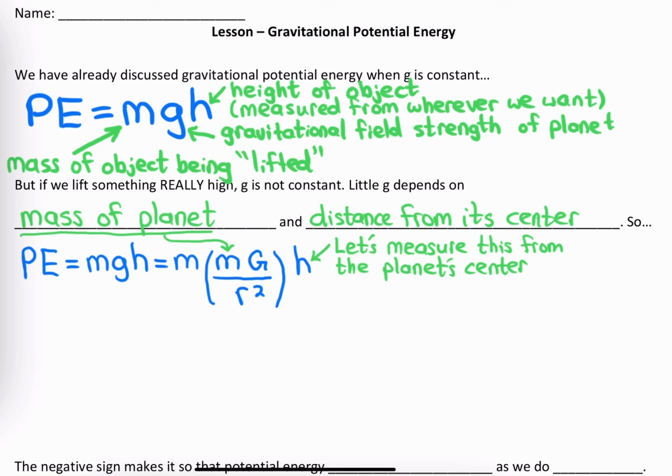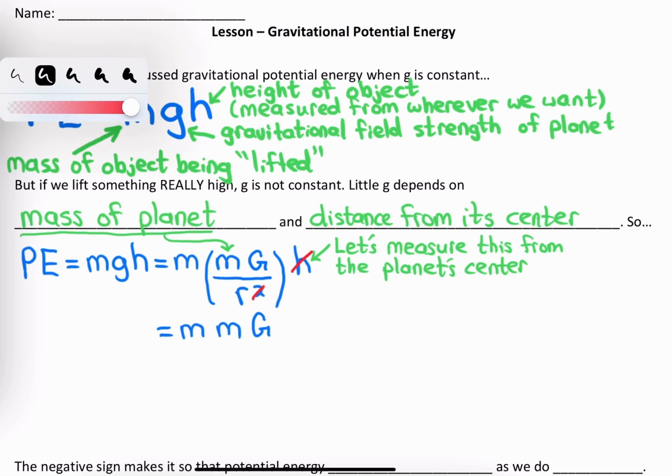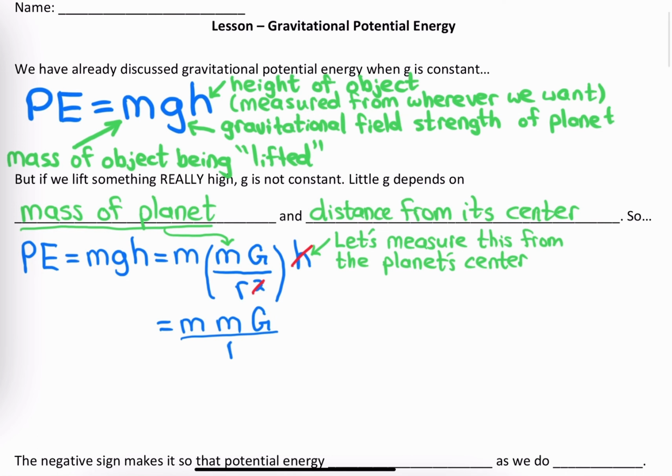Okay, so what does my formula become now? There's that m. There's that other m, my big G. And because R and H are now measuring the same thing, this H cancels out with one of these R's on the bottom. I can even show that this way. That and that will cancel out. So I have a formula that looks like that.